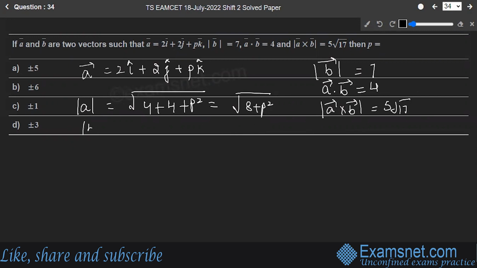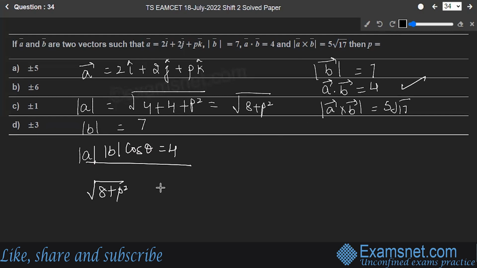And you are given the modulus of B is equal to 7. Also, you know this cos theta is given to you as 4 from here. So that means root of 8 plus p square multiply 7 into cos theta. From here, I don't have the cos theta right now, so I'll skip this step. Let it be till here only.